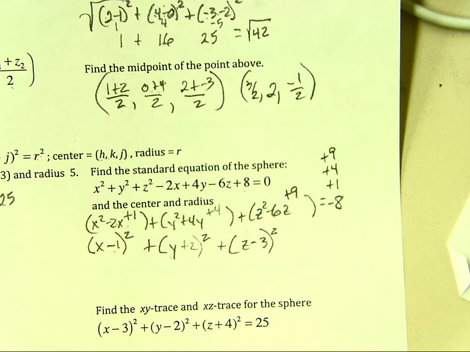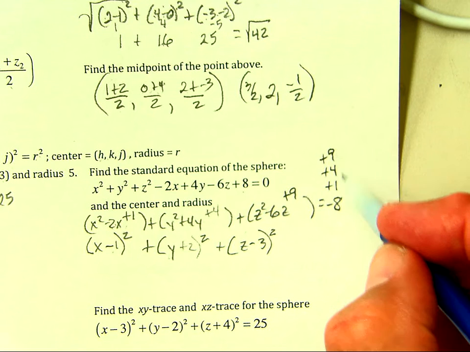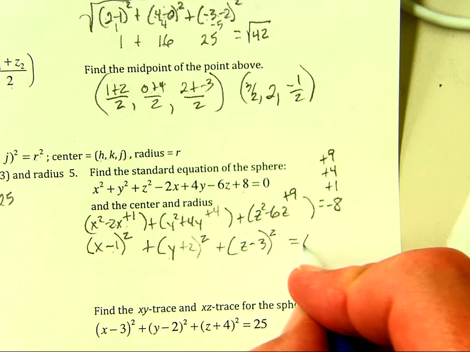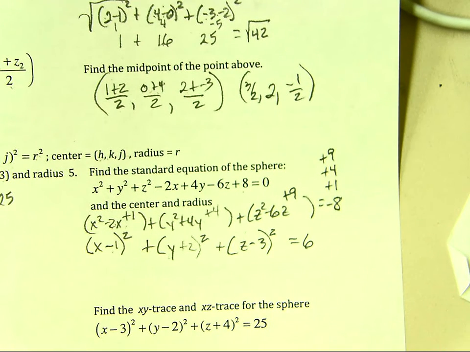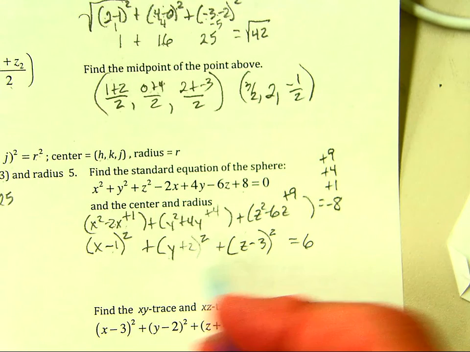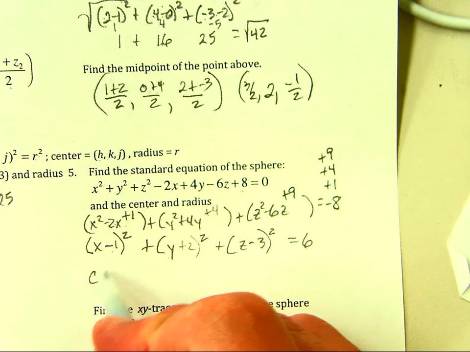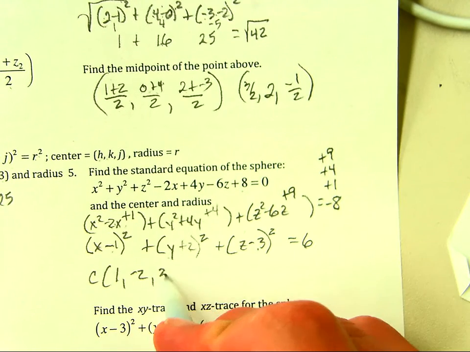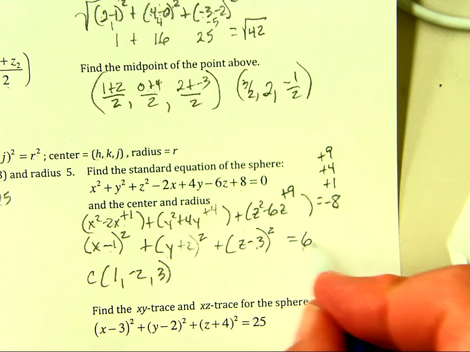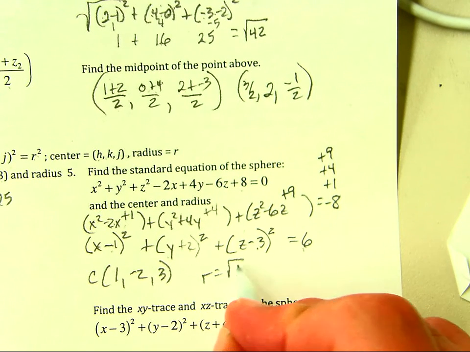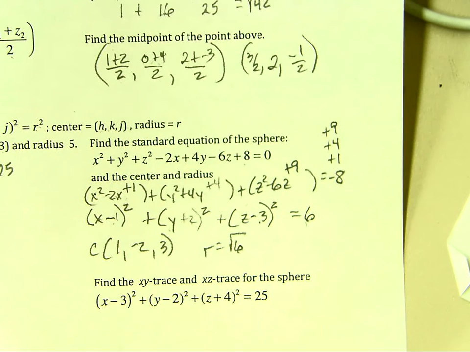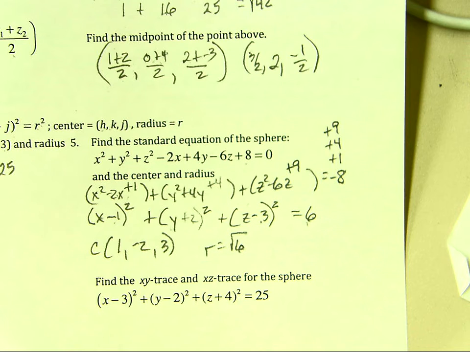So we just completed the square 3 times. Here, if we combine like terms, 14 minus 8 is 6. There's our standard equation of that sphere. If they asked you for the center, it says find the center, well, the center would be (1, negative 2, 3). The radius, this is radius squared, so the radius is the square root of 6. So all that is really stuff we've done before, except now with 3 dimensions.